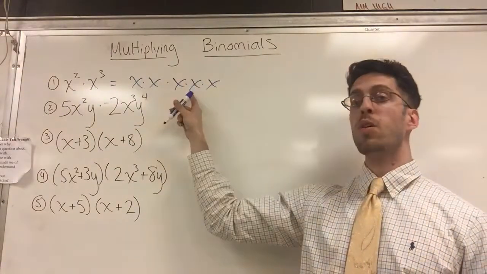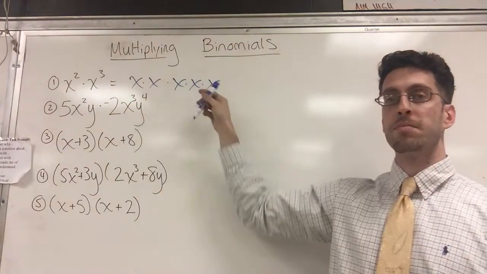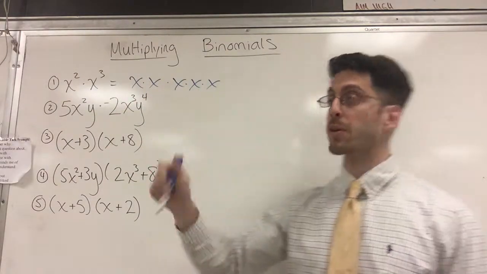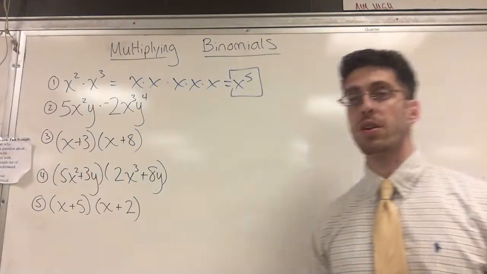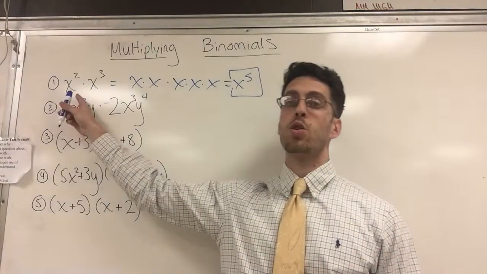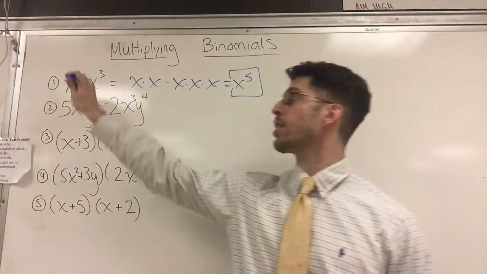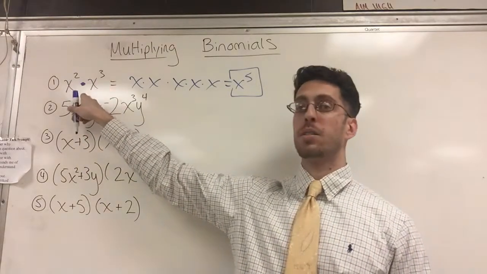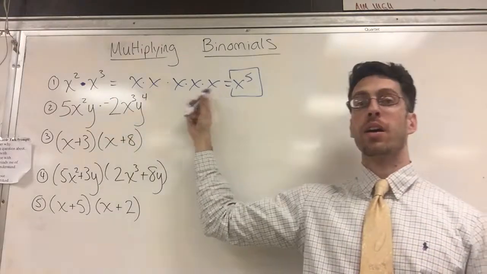Now if I saw this alone without that, I would say, I got x times x times x times x times x. That's x to the 5th power, and I'm done. That is your final correct answer. So the shortcut is to remember the simple rule. When you have the same base, you add the exponents. Even though it's a multiplication question, you're really adding the exponents. This is why. All right?